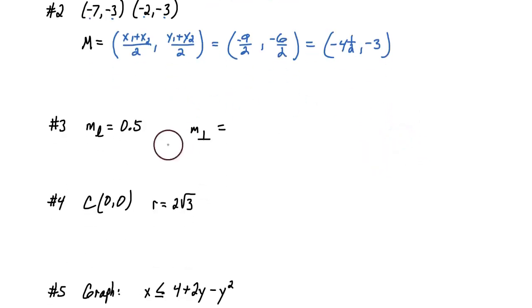Number 3, we're given that the slope of line L is 0.5. As a fraction, that's 1/2, if that helps you make reciprocals. And now we want the slope of a perpendicular. So we're going to do the negative reciprocal. A positive number turns to negative, and then you flip it upside down, getting negative 2.